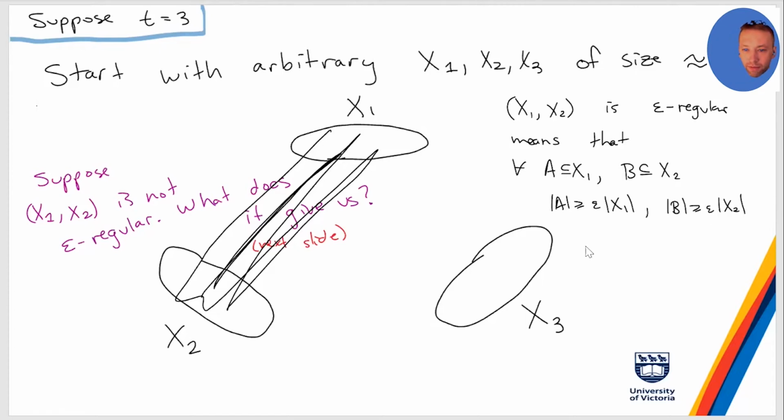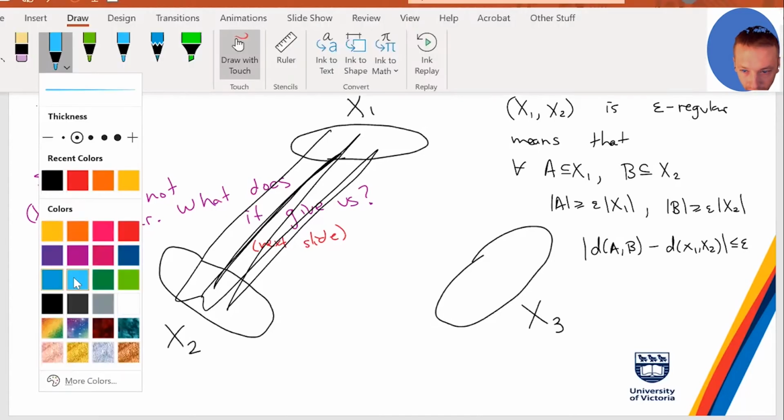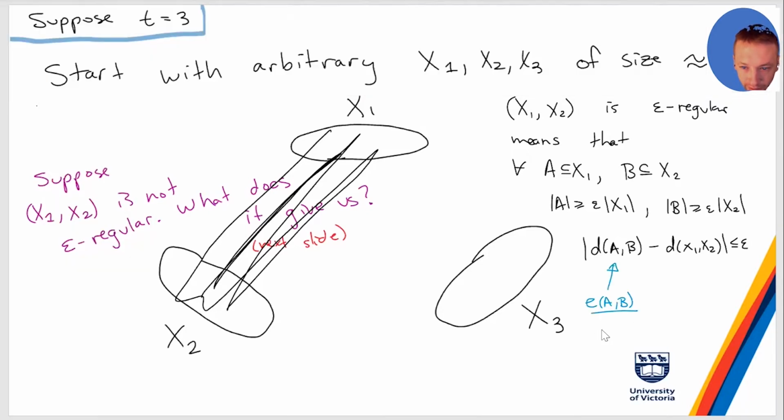The difference between the densities, so density from A to B minus density from X1 to X2, is less than or equal to epsilon, where I'll remind you that this density is equal to the number of edges from A to B over size of A times size of B. It's just the percentage of possible edges that there are between A and B.